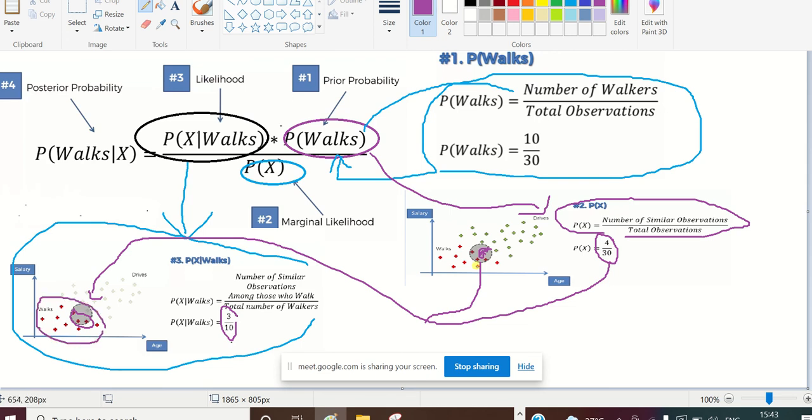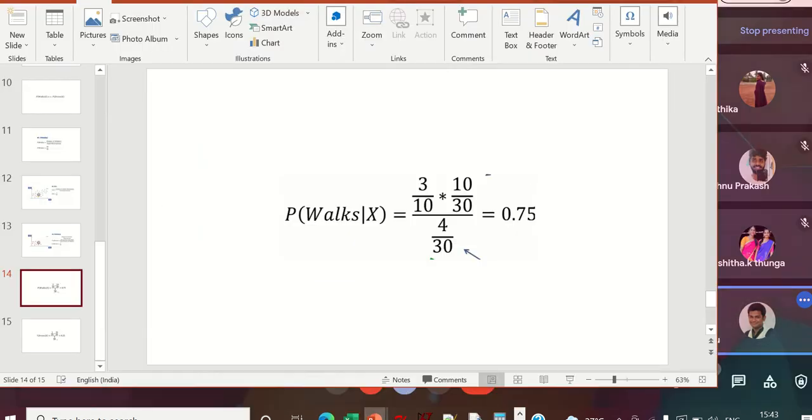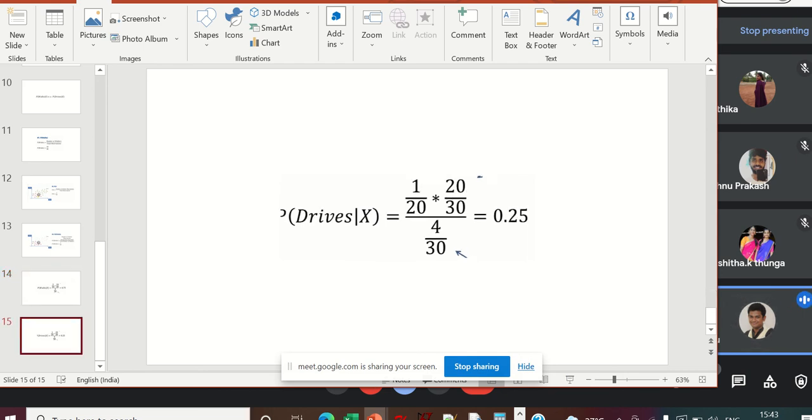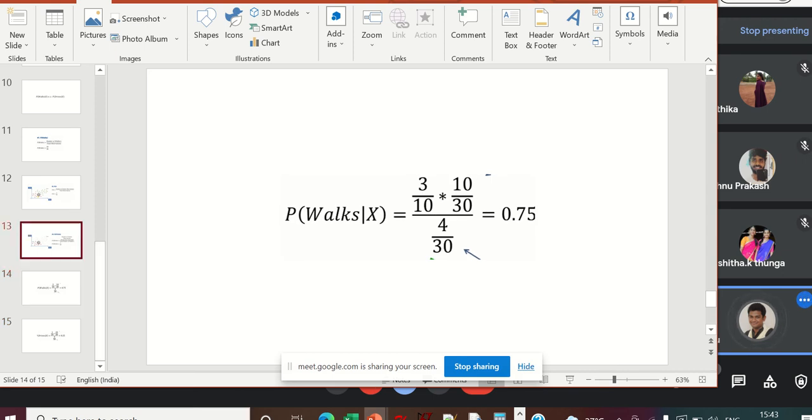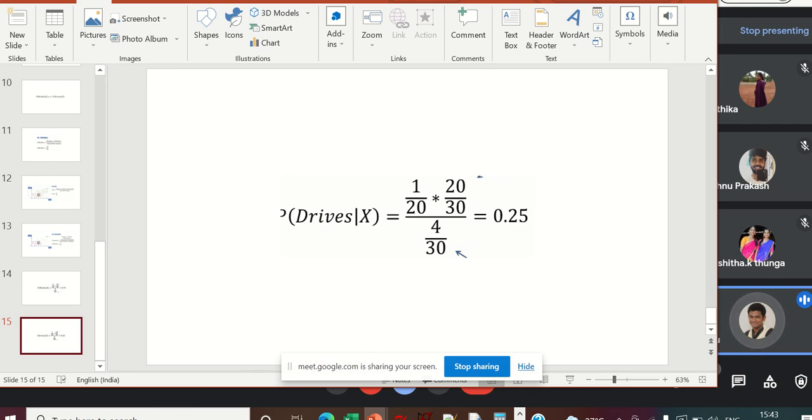Next we have to just apply it here and we will get the result. So what is the result we will get? We will get 0.75. So the probability that the person X is going to walk is 75%, and the probability of him driving is 0.25. Similar to the way we have done this calculation for walking, we have to do the same for the person driving. Then you should get exactly 0.25.